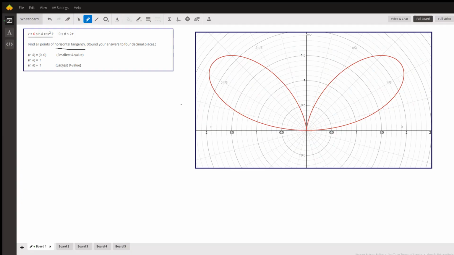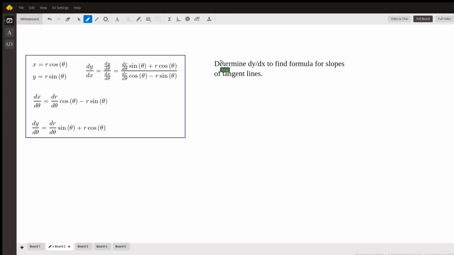Okay, so I'm going to stop sharing and we'll talk about how you actually find dy/dx, which is the formula for slopes of tangent lines to this curve. So this is what we want to do. And we're going to use the fact that x equals r cosine theta and y equals r sine theta. These are the rectangular coordinates. These are the polar coordinates. So if we want to find dy/dx, we can put dy/d theta over dx/d theta, kind of picture these d thetas canceling out.